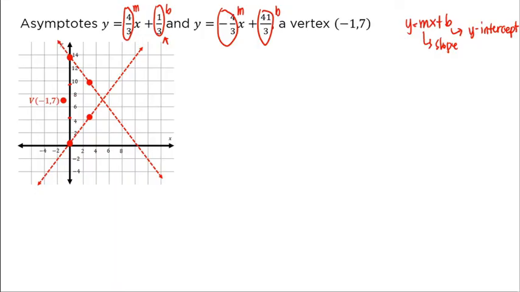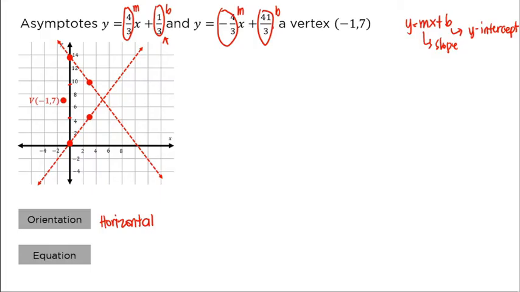So from that, since the point is located on the left side of the asymptotes, therefore we can say that the orientation of this hyperbola is horizontal. Okay, so this is a horizontal hyperbola. And the form of the equation will be (x minus h) quantity squared over a squared minus (y minus k) quantity squared over b squared equal to 1.